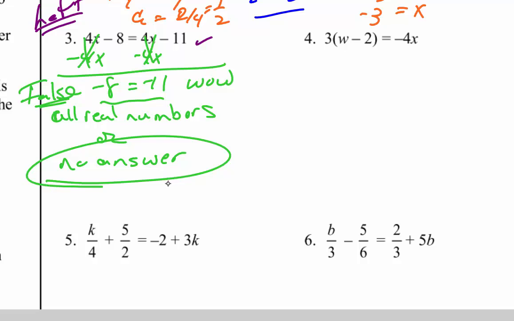And because of that, this thing has no solution. There's no answer to this problem. If that statement had been true, then any real number in the world would have worked. So there's two possible answers. Now for this problem, it's no answer because that is false. All right.